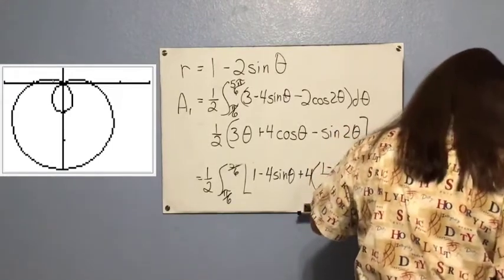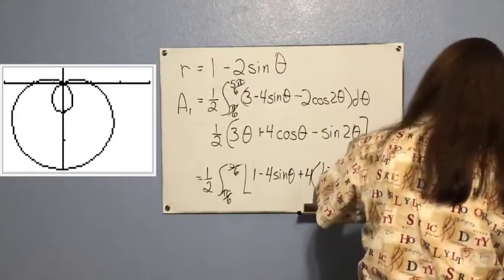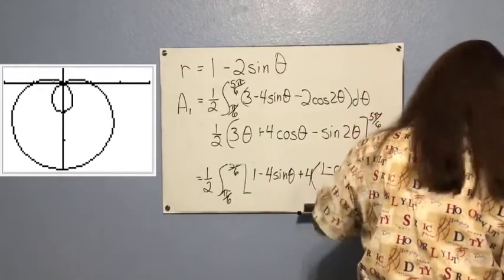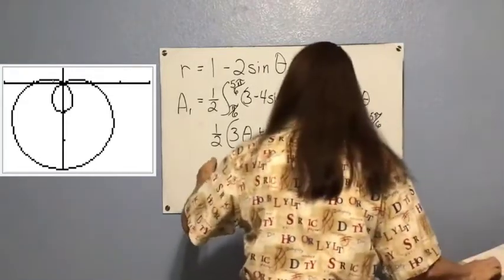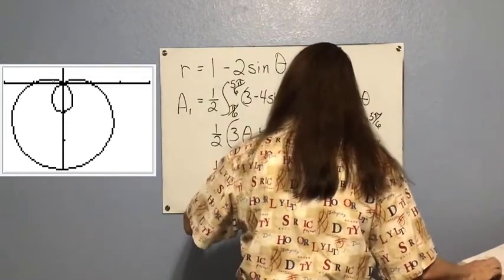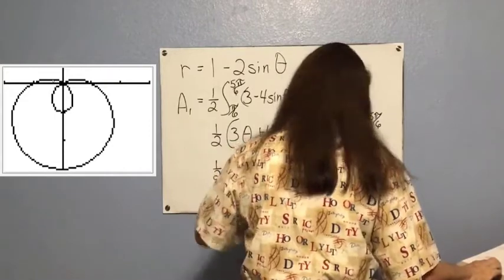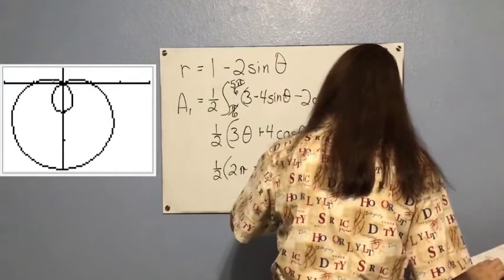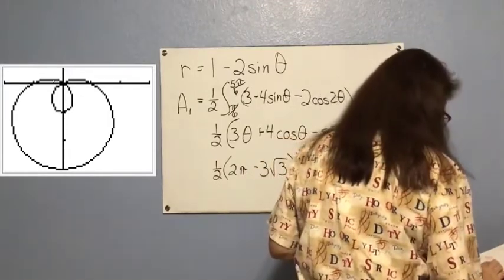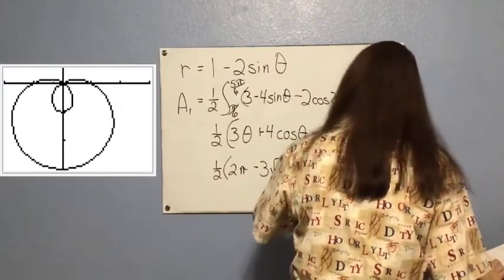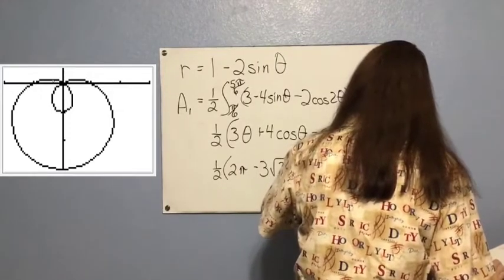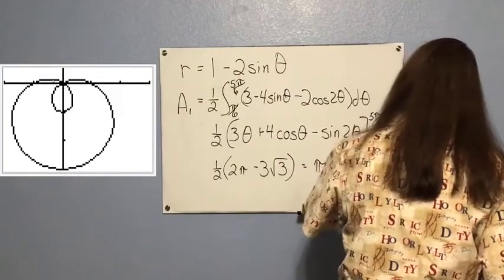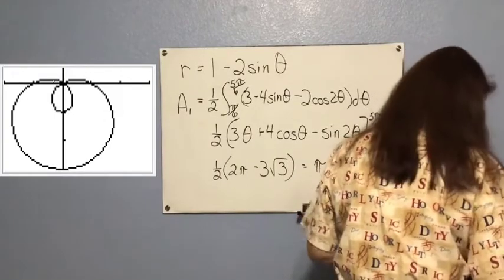And again, we're evaluating from pi over 6 to 5 pi over 6. And this gives us 1/2 of 2 pi minus 3 times the square root of 3, which is just pi minus 3 square roots of 3 over 2.